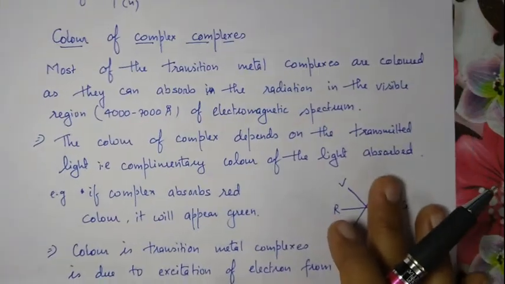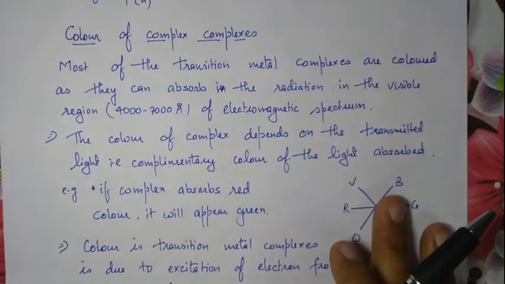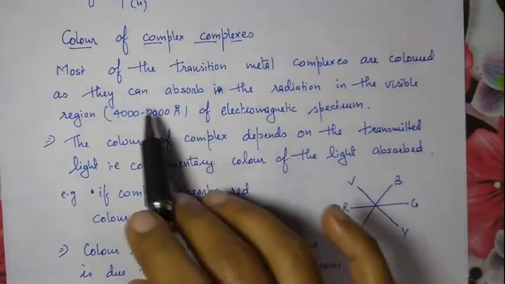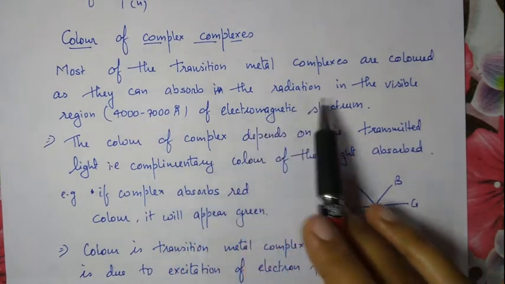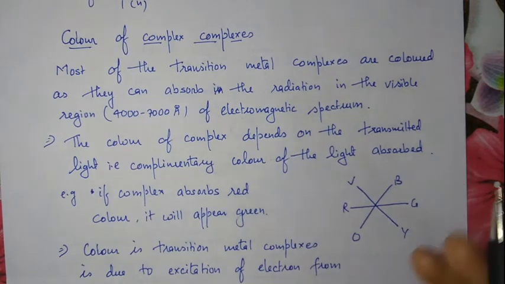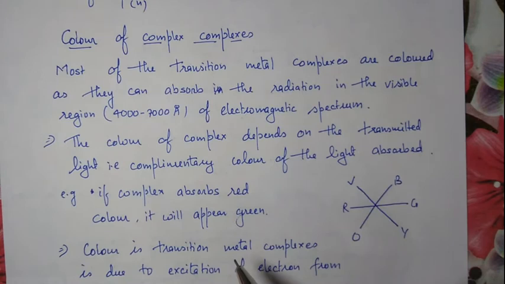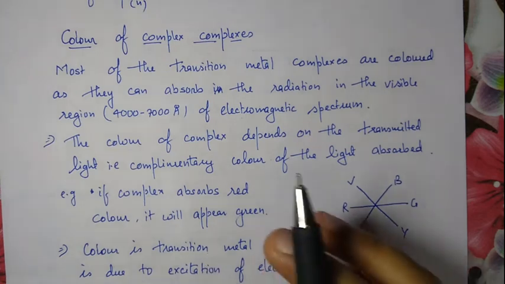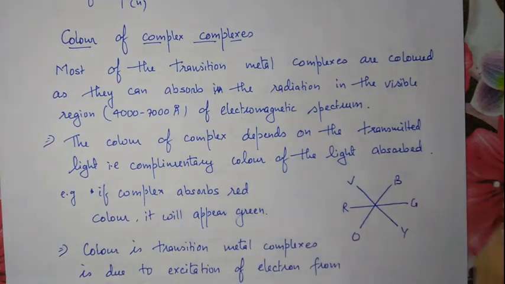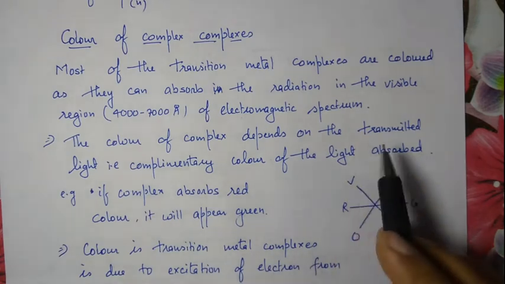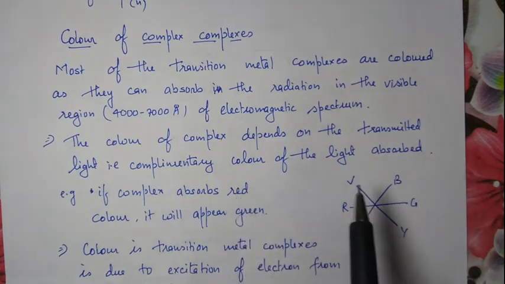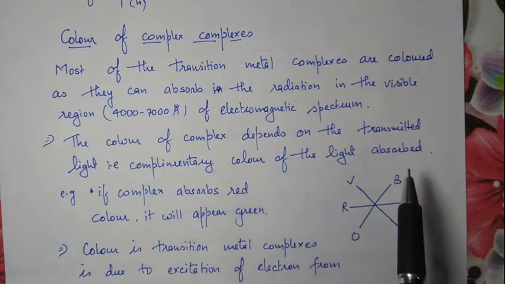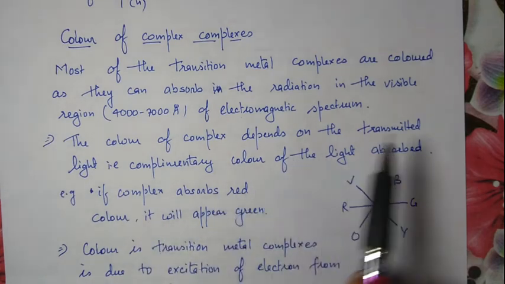Then come to the next and last point, that is the color of the complex. Most of the transition metal complexes are colored as they can absorb radiation in the visible region, so these complexes give color. The color of a complex depends upon the transmitted light, not the absorbed light. You know that it shows the complementary color of the light absorbed.